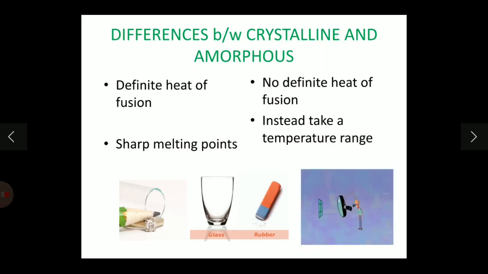You can say glass material and rubber are examples of amorphous solids. Then sugar crystals, salt crystals, copper sulfate crystals, copper nitrate crystals, aluminum nitrate, or any other kind of salts are examples of crystalline solids.